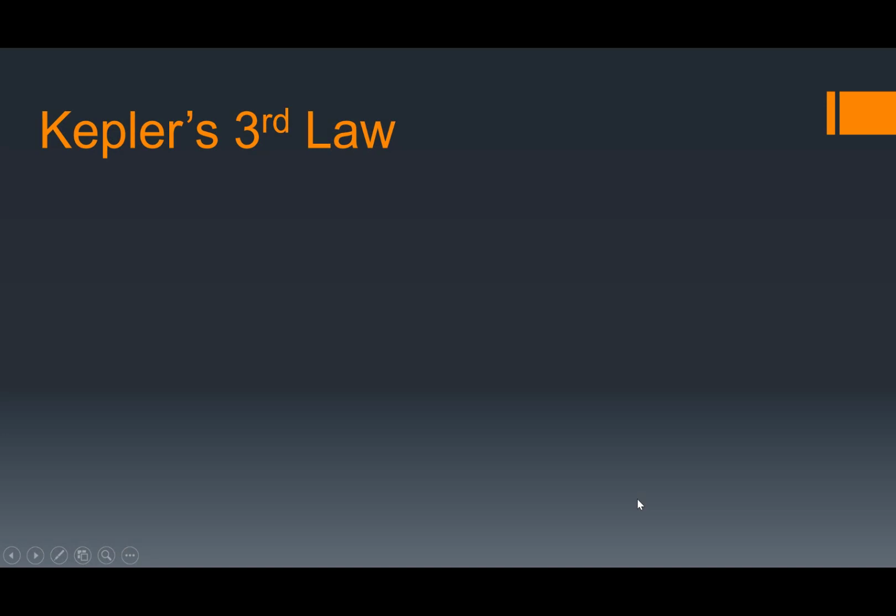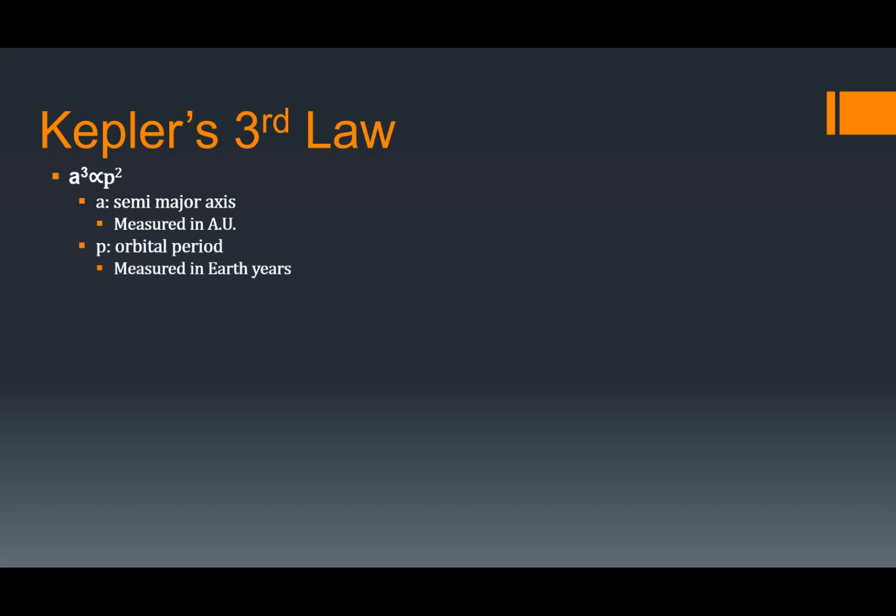So what we're going to do here is look at Kepler's third law after you've done the Kepler's third law lab. In that lab, you should have seen that a cubed is proportional to p squared, where a is the semi-major axis, measured in AUs. That's an astronomical unit. That is the distance between Earth and the Sun on average. And p is the orbital period, measured in Earth years.